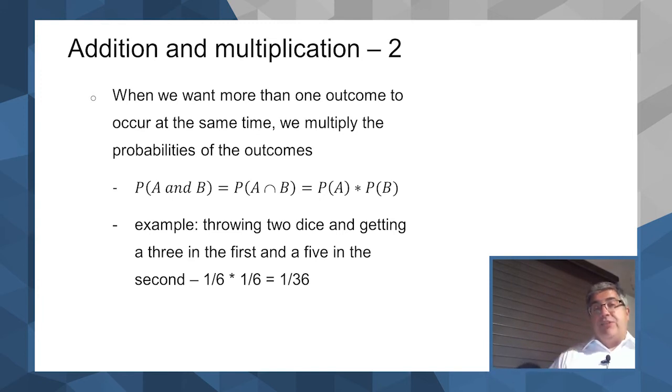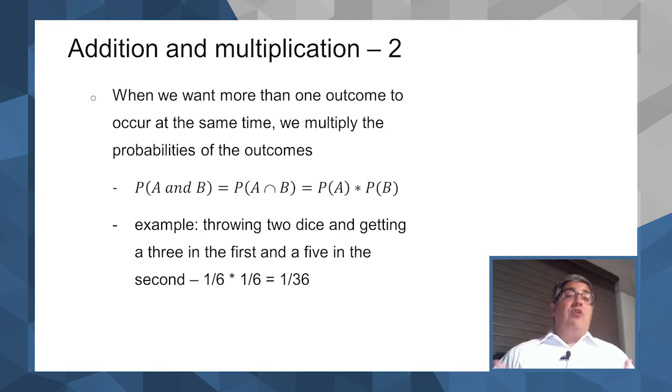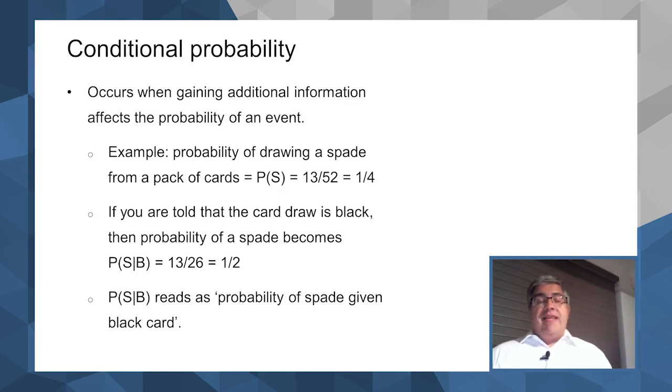So addition, you use when more than one outcome, but you only need one, but more than one constitute success. The multiplication rule, you use it when more than one outcome is required to achieve success. Okay. The next stage, let's call it, in terms of probability, is what's called conditional probability.